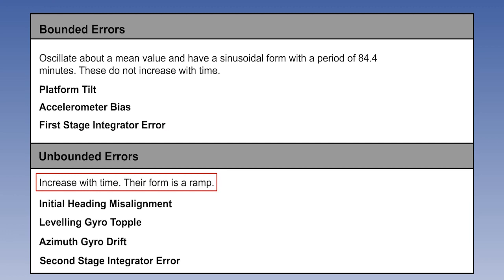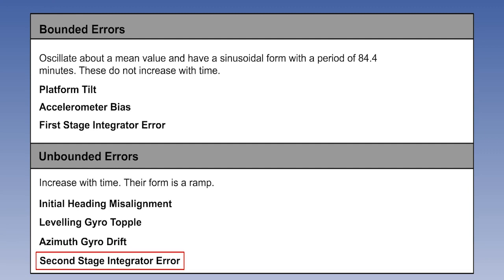Unbounded errors increase with time. Their form is a ramp. They consist of initial heading misalignment, levelling gyro topple, azimuth gyro drift, and second-stage integrator error.